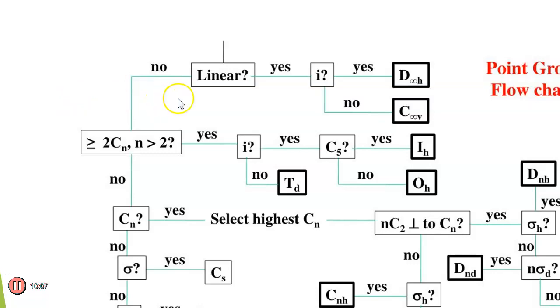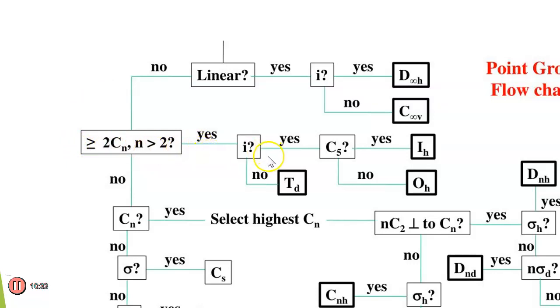If it contains I, check whether it contains C5. If it has C5, then it will be icosahedral. If not C5, then it will be octahedral. And if it does not contain an I, then the point group will be tetrahedral. And if it does not contain a rotation axis with n greater than 2, then check whether it contains any Cn. If yes, select the highest Cn.